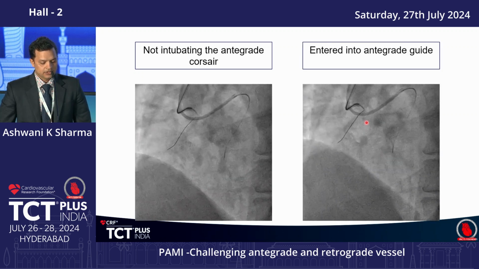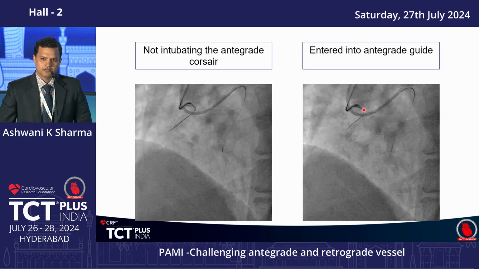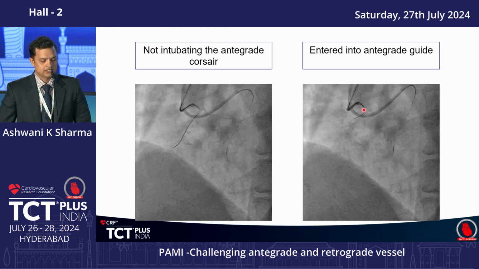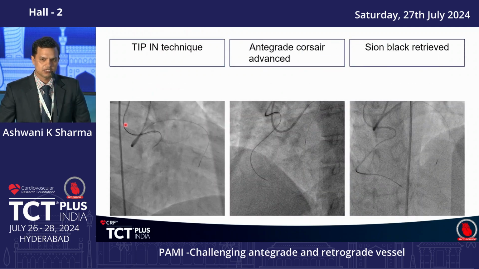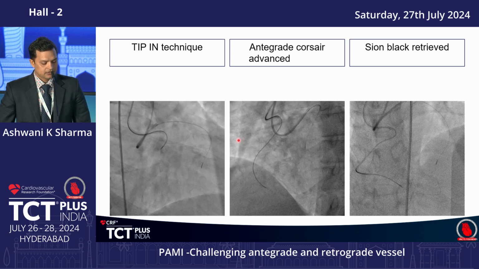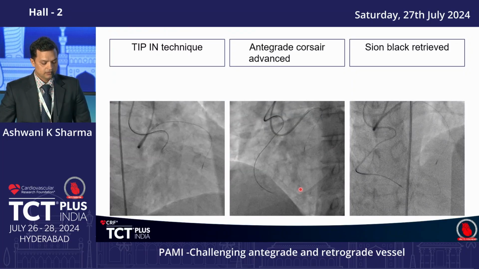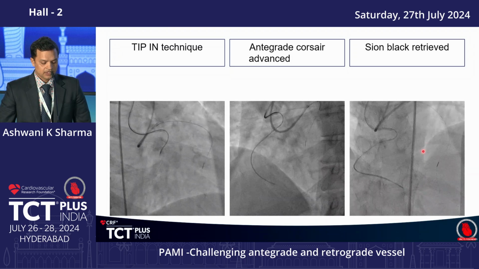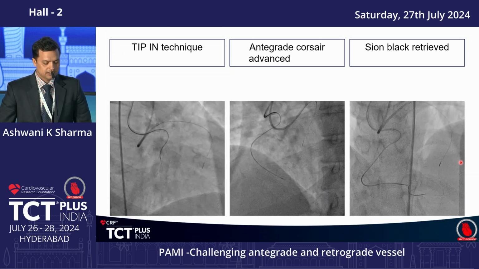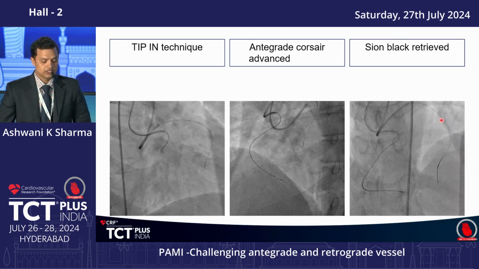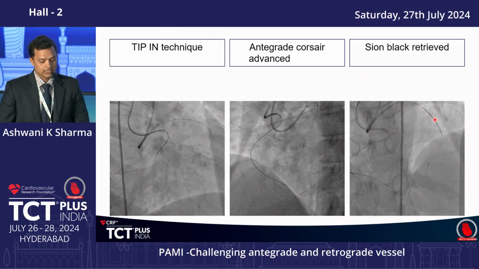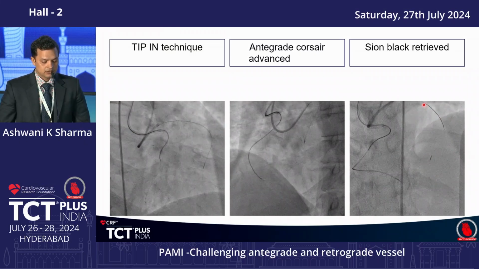Constant and gentle manipulation led to the entry of this retrograde wire into the antegrade guide. And now in the curved segment of the guide, it intubated the antegrade Corsair microcatheter. Now, with gentle and constant efforts in the form of the tip-in technique, the Corsair crossed the lesion. The Sion Black was withdrawn gently and advanced into the distal LAD, as we very smoothly entered through the proximal LAD lesion.